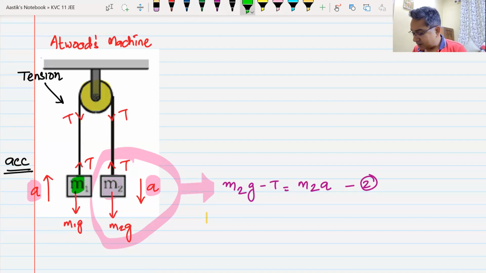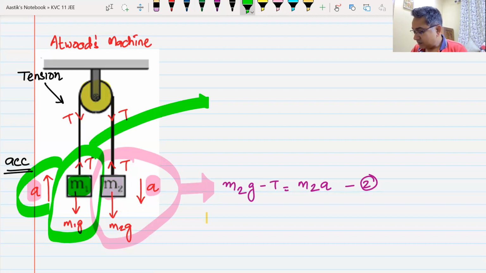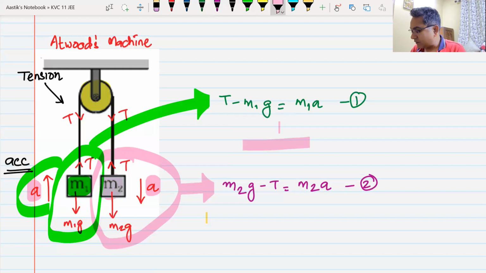Let me call this equation number 2 because this is block number 2. Let me paint the other block as green, and this is the green equation. Remember, it is moving up with an acceleration, so I have to do upwards minus downwards force. T minus M1G is equal to M1A. Let me call this equation number 1. I can add equation number 1 with equation number 2 and I will get my result.